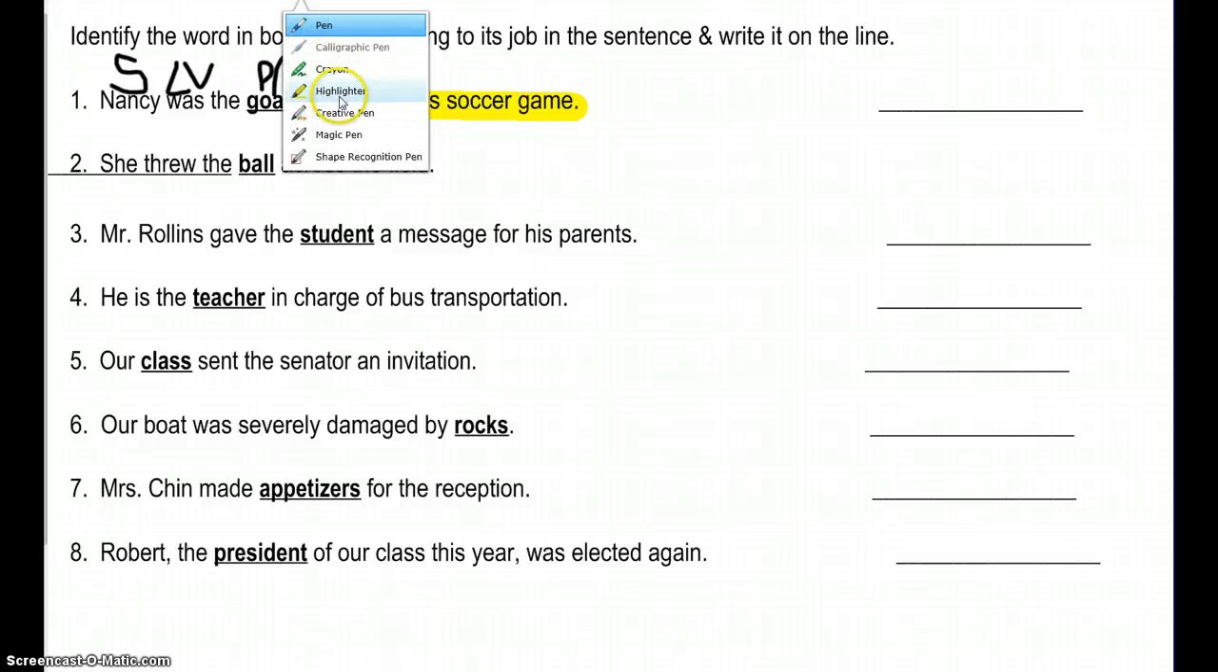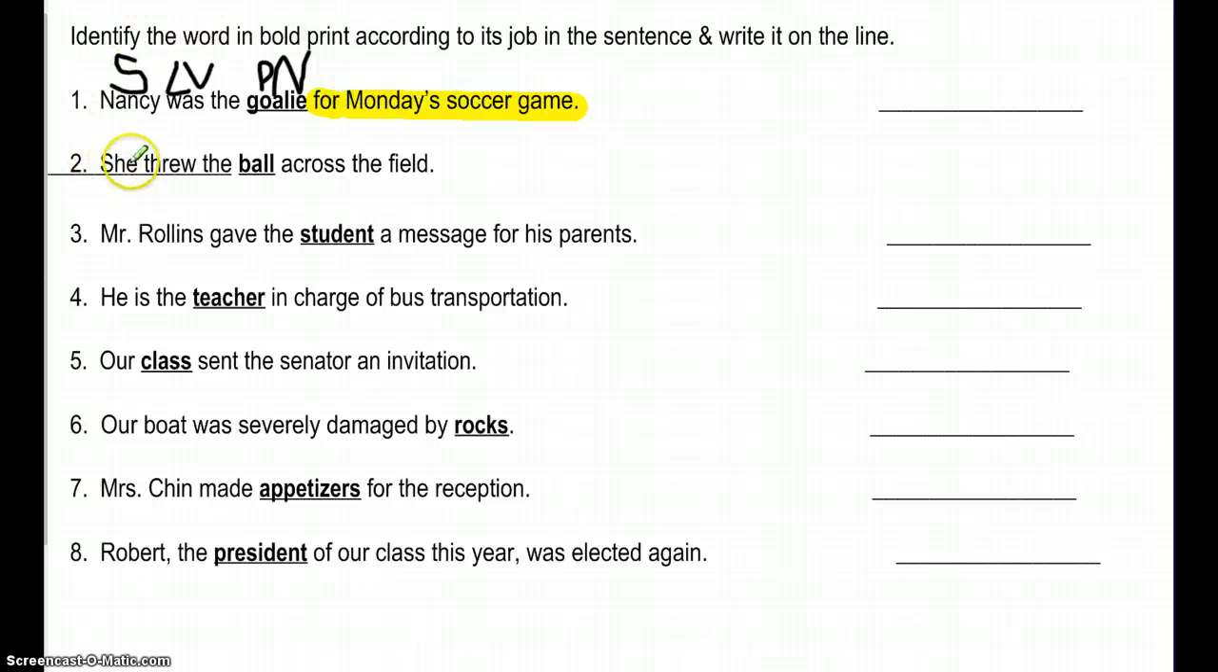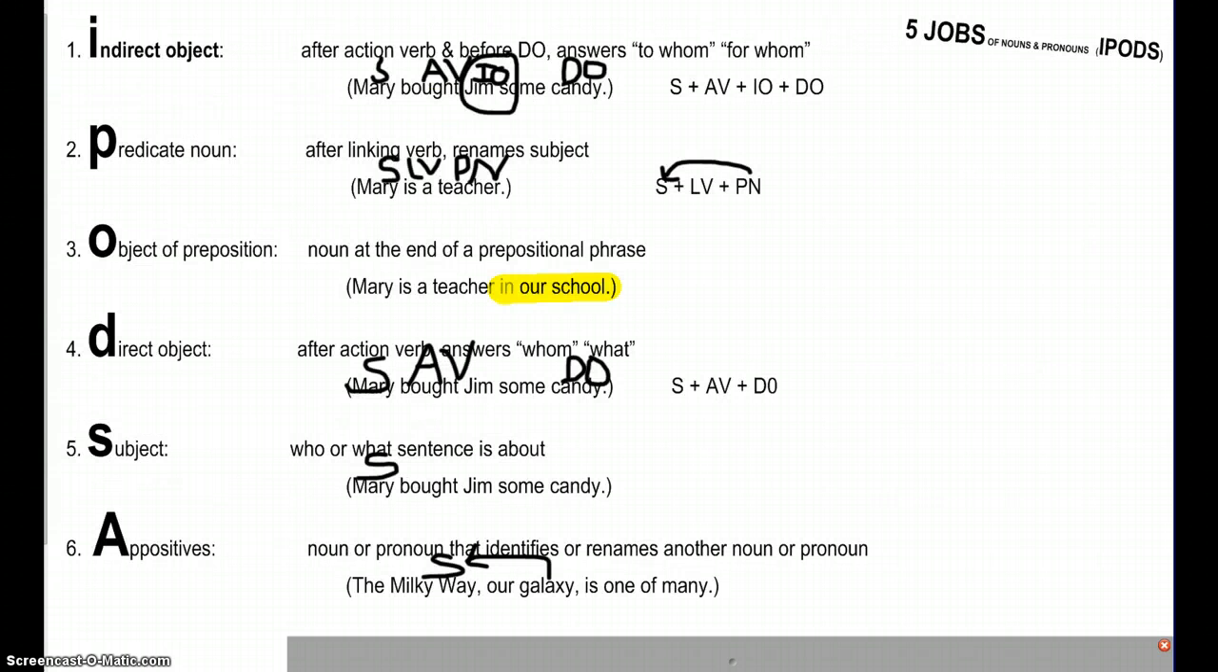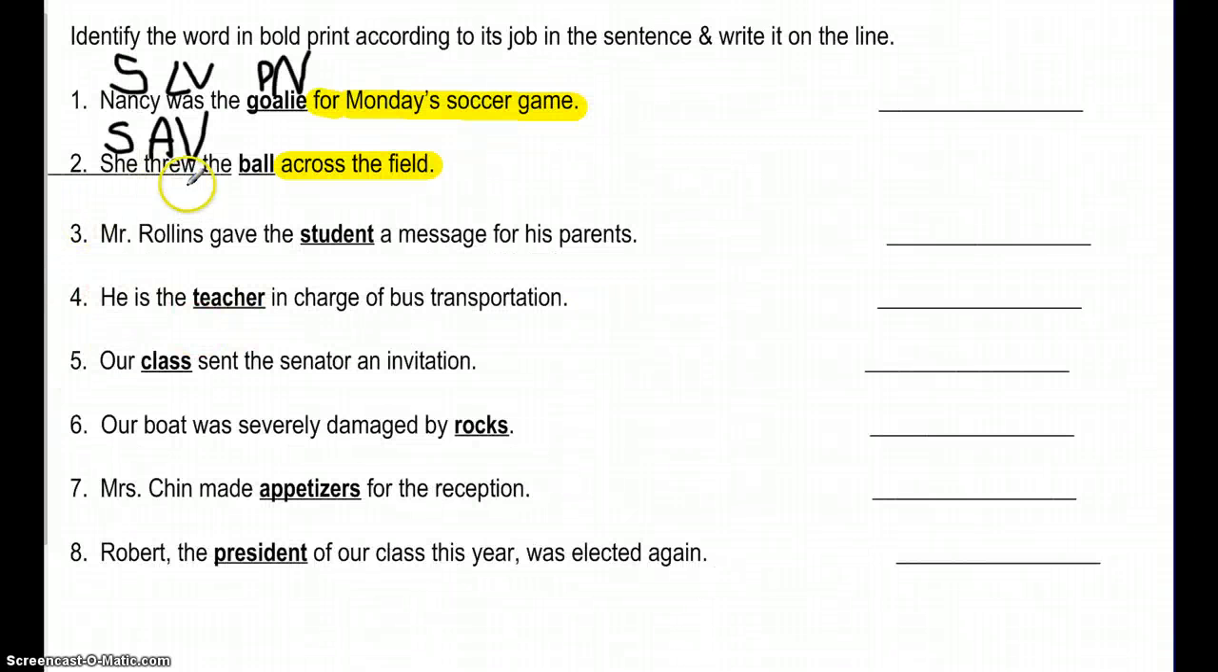In the next sentence, we'd go through the same process. Look for prepositional phrases. We want to get rid of those to make it a little bit easier to identify the other parts of the sentence. She is our subject. She threw. Threw is an action. I can see that. So if I look at my sentence patterns again back here, what goes with an action verb? A direct object. I ask the question whom or what. She threw what? She threw the ball.